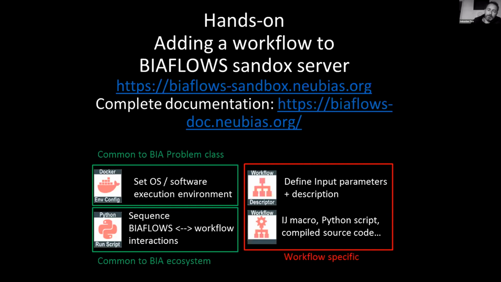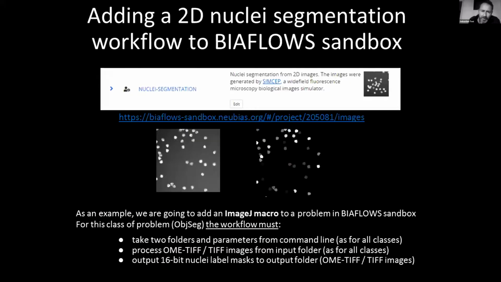So here is the problem we're going to deal with. It's a segmentation of nuclei. You see a sample image here. And the result should be a label mask. So an image of the same size, a 16-bit image in that case, with background set to 0. And each object should have a unique ID, from 1 to whatever number of objects you have in the images.